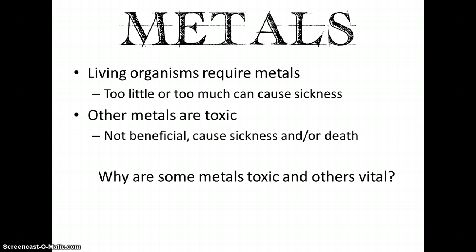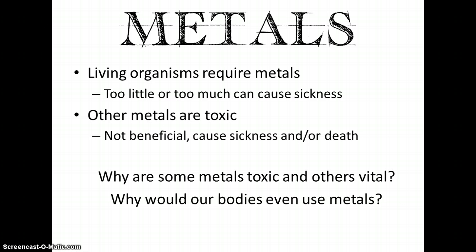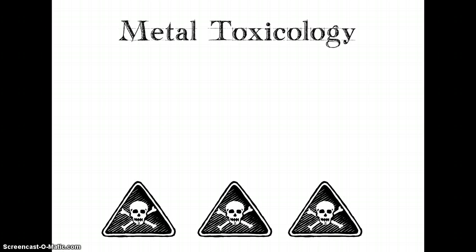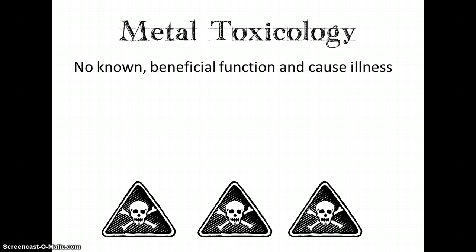So why are some metals toxic and others vital? Why would our bodies even use metals? The answer, of course, is chemistry. The toxicology of metals is very complicated, another lesson in itself. However, generally toxic metals act in three different ways. They compete with and displace important metals. They have similar properties to important metals, and so can replace these metals in a binding site and disrupt biological processes.